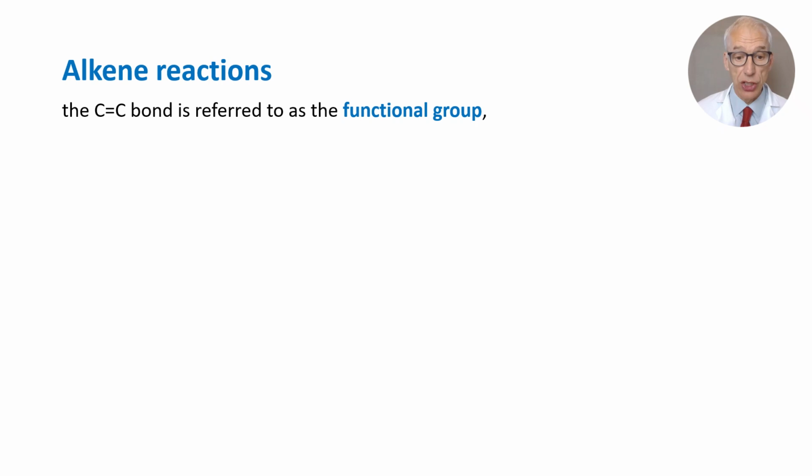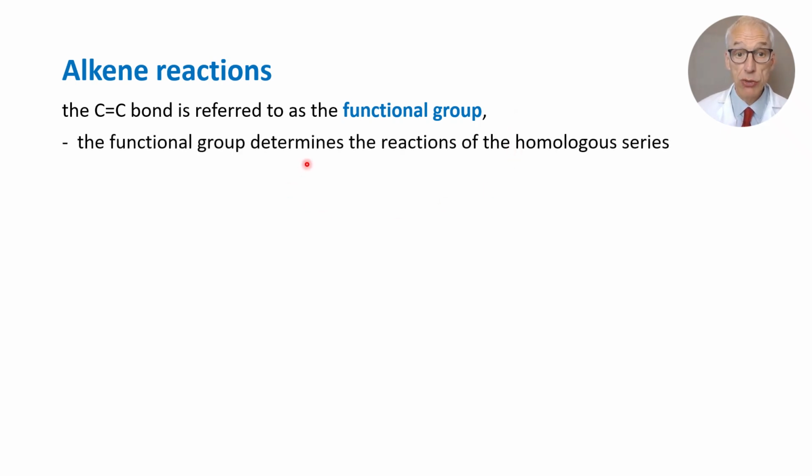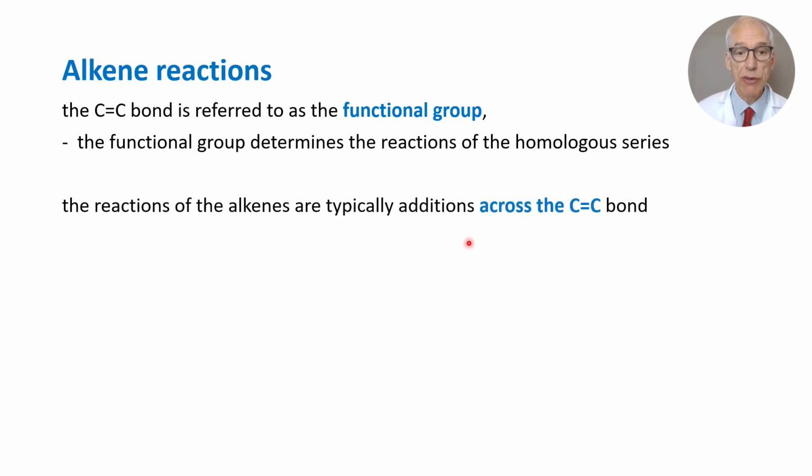Alkene reactions revolve around the properties of the carbon double bond carbon, which is referred to as the functional group. So the functional group determines the reactions of the homologous series. That is what's distinctive of this particular family of compounds and molecules. So the reactions of alkenes are typically additions across the carbon double bond carbon.